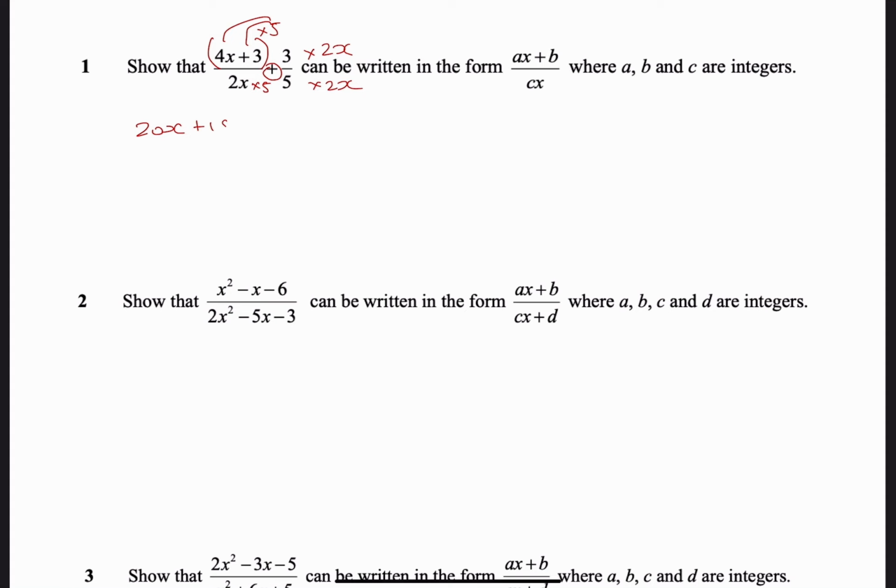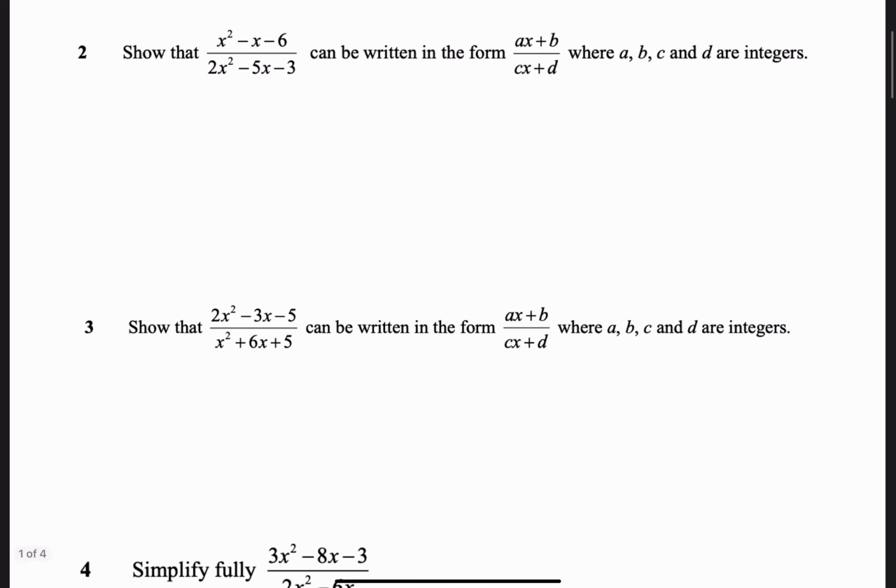that's plus 15. Then I'm just going to go straight away here. 3 times 2x is plus 6x, over the same denominator, which is 2x times 5, 10x. So on the top, 20x plus 6x is 26x plus 15 over 10x. Now I should always see whether you can divide 26, 15 and 10. Can they be divided by any number? Not really, so that is good enough.